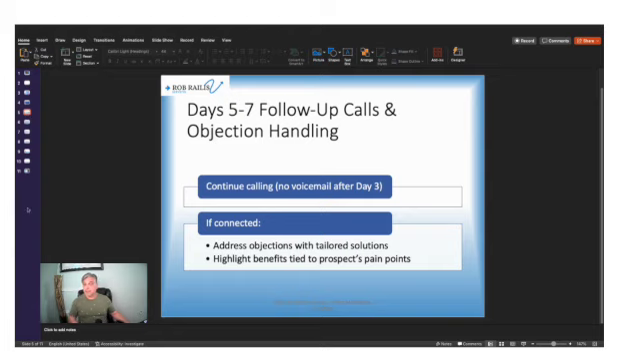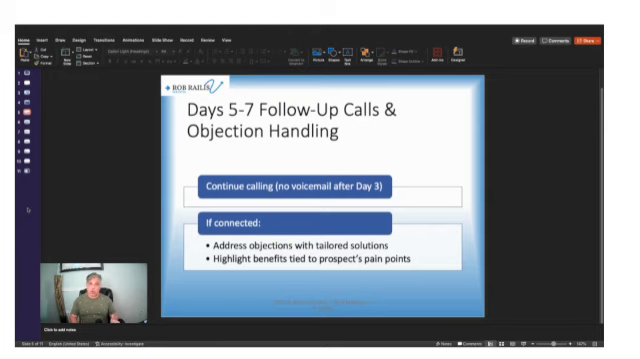Days 5 to 7 are your follow-up calls and objection handling. So continue calling, and don't leave voicemail after day 3. Agreed. I would normally not leave voicemails either. If connected, address objections with tailored solutions. Highlight benefits tied to prospects' pain points.